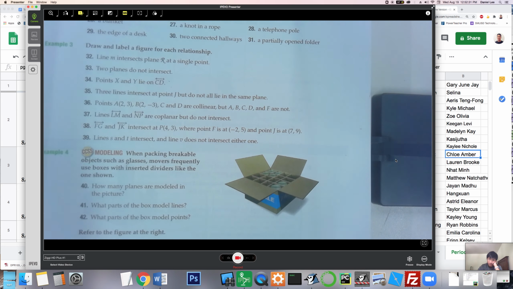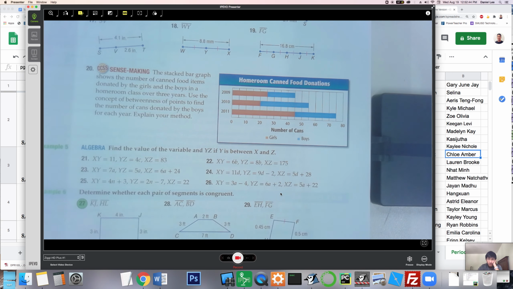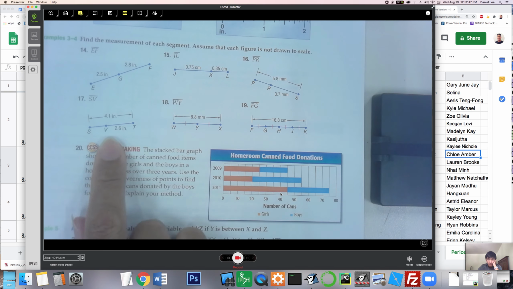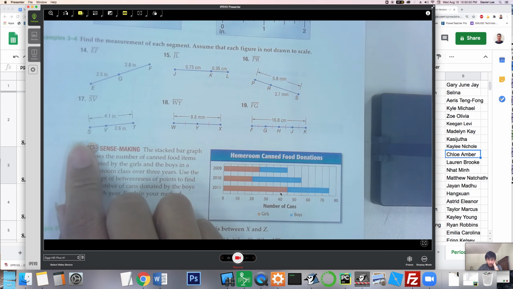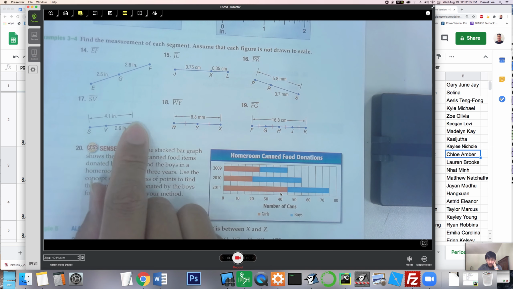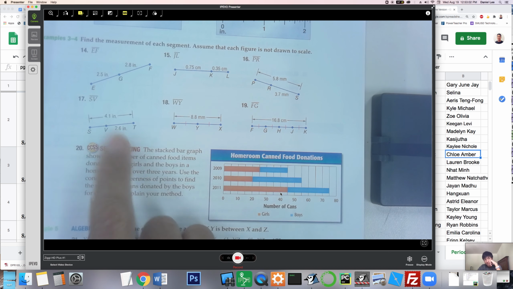Okay, so the next one is going to be 18 to 19. So I'm turning the page over there. And we're looking at numbers 17, 21, and 25. So number 17 is here. And we have this following information. We have ST, the entire segment is 4.1 inches. And then we have each part of the segment. We have SV, which is what we want to find out. And we have VT, which is what we have.